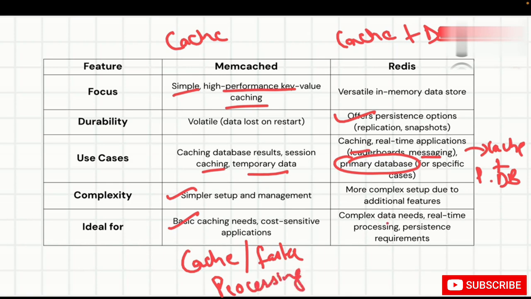Whereas where you have complex data needs, where you have to process the data and persistence is required, you should opt for Redis. So in terms of persistence and complexity, in that situation, you have to opt for the Redis database. So that's the basic difference between Memcached and Redis.